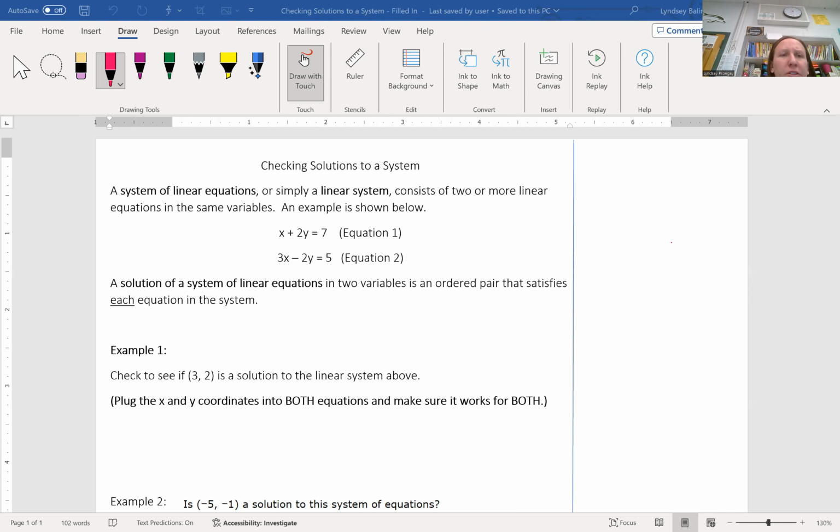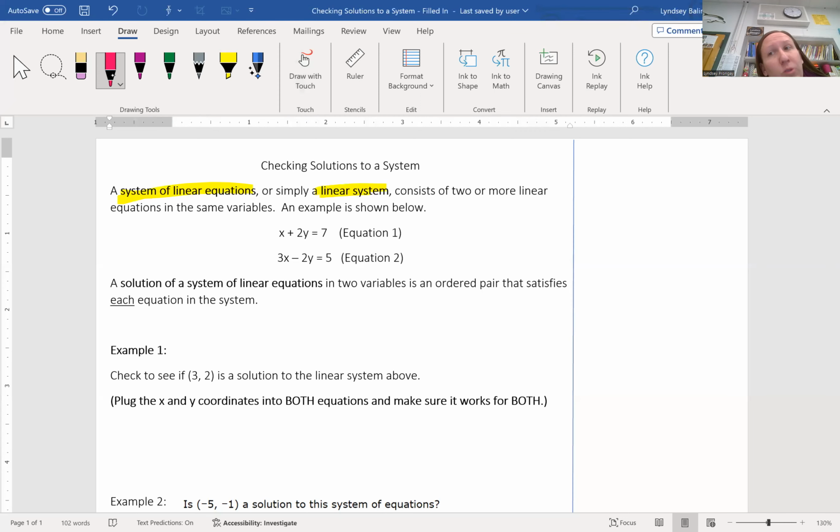Okay, in this video, we're going to introduce what a system of linear equations, or a linear system, is, and talk about what makes something a solution to one of those systems. A system of linear equations, we might just call it a linear system, is two or more linear equations with the same variables. Same thing, two or more equations with the same variables.